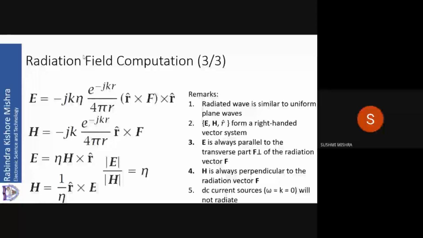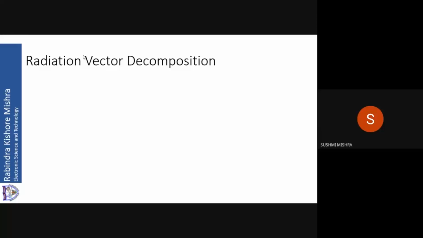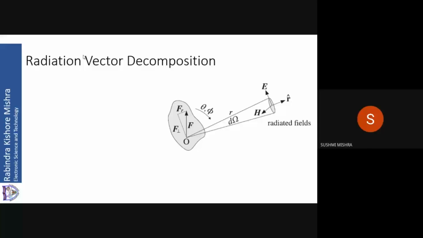Then we also see that the DC current source, when omega is equal to 0 or K is equal to 0, is not going to radiate, because if you make omega or K equal to 0, then all these terms will become 0. E is equal to Jk, K is equal to 0, E is equal to 0. H is equal to minus Jk, K is equal to 0. That becomes 0. So there will be no radiation. Radiation fields will be 0. In the radiation field, you will get nothing if you are using DC sources. Only thing that you will get is in the near field region.